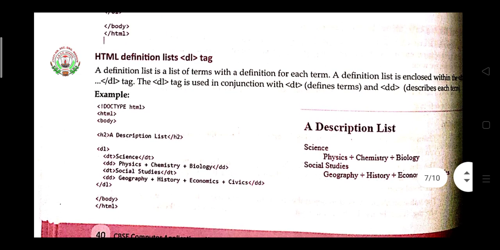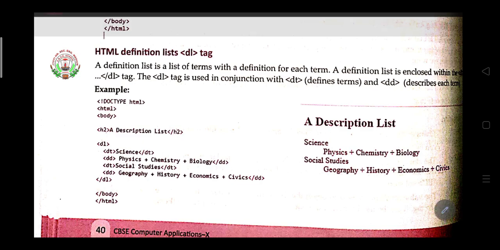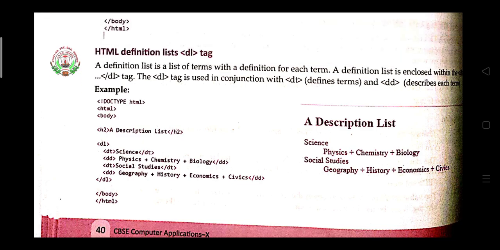Then HTML definition list, the DL tag. A definition list is a list of terms with a definition of each term. A definition list is enclosed with angular brackets, DL and DL close, meaning definition list. The DL tag is used for a definition list. It is written DL inside the angular brackets.